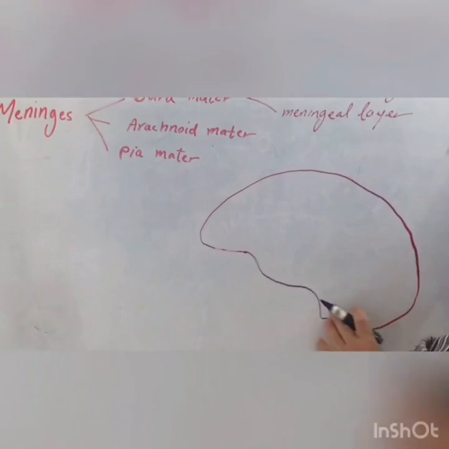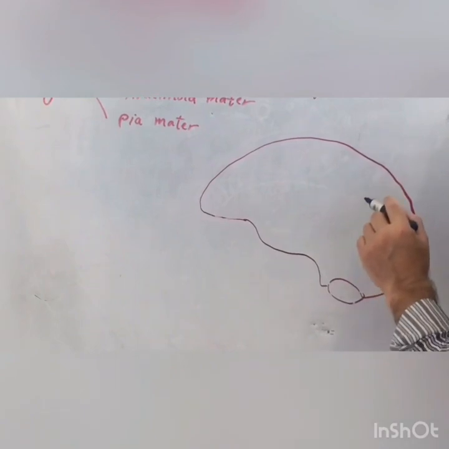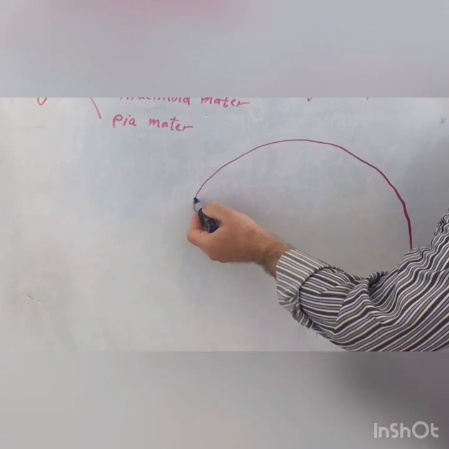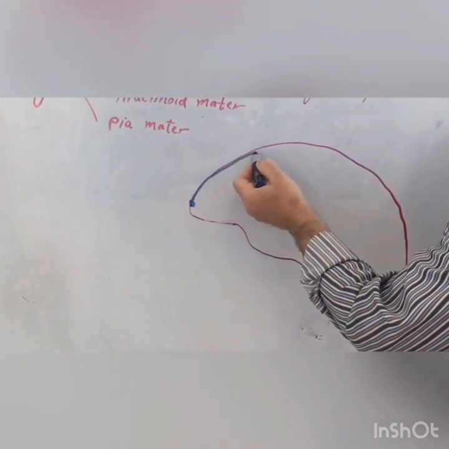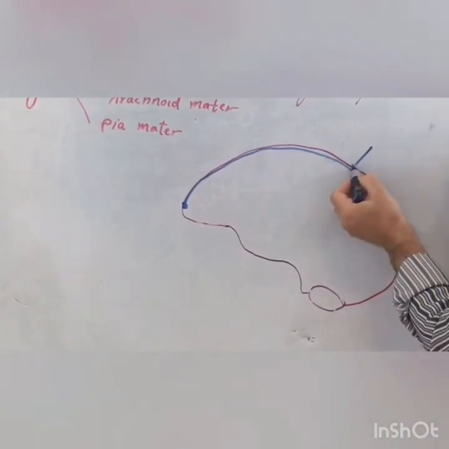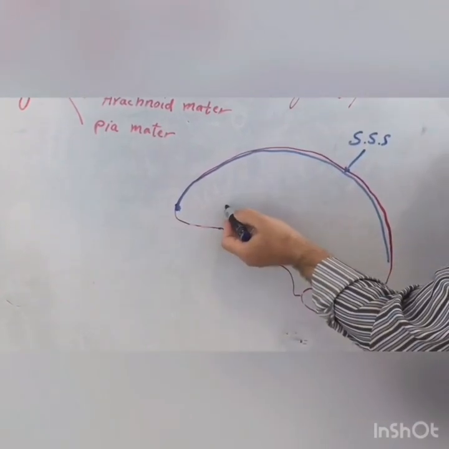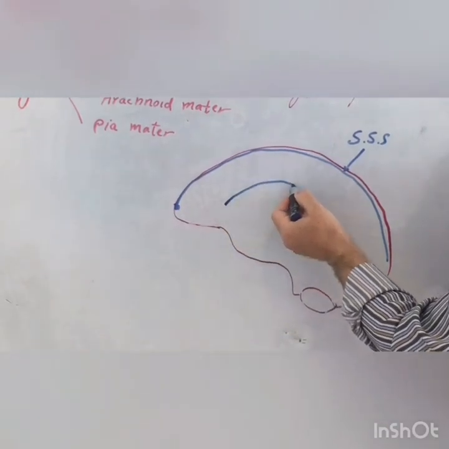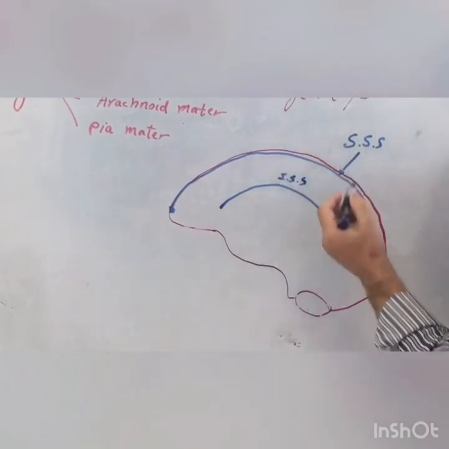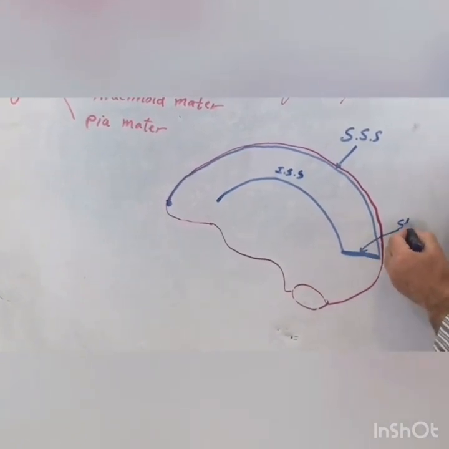Here is another drawing showing you the meninges, and we have venous sinuses. The first one, located here, starts from the anterior part and passes here. This sinus, we call it superior sagittal sinus. Another sinus located in the inferior border of the falx cerebri, we call it inferior sagittal sinus. Here, there's a connection, we call it straight sinus.